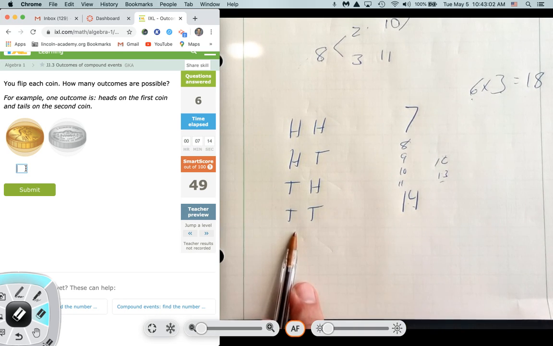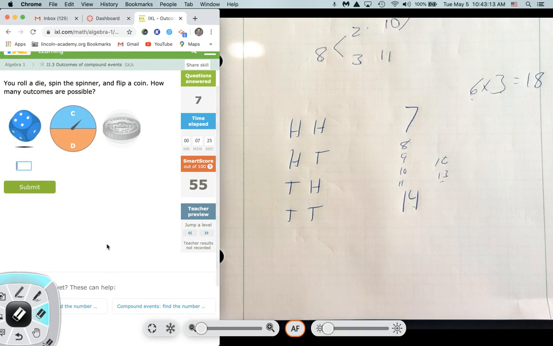Now, those coins are distinct. One's a nickel, one's a penny. If they were the same, it might be a little different because you know which one was the first one or the second one. If they were both pennies? Maybe not.